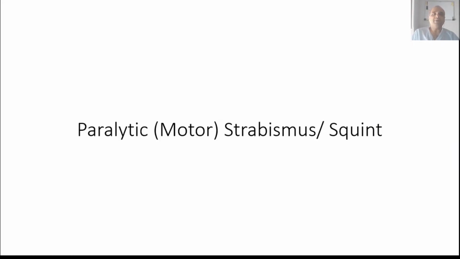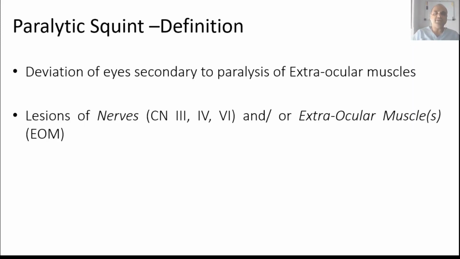So now we're going to talk about paralytic or motor squint or motor strabismus. So this is the type of squint that happens because the nerve or the muscle is damaged, the eye is unable to move. So this can be considered to be a primary issue with motor fusion. So paralytic squints are defined as deviation of eye secondary to paralysis of extraocular muscles. And when we mean paralysis, it would also include paresis.